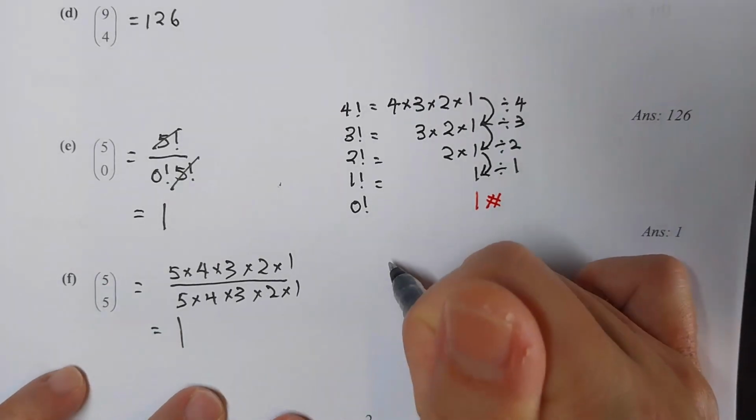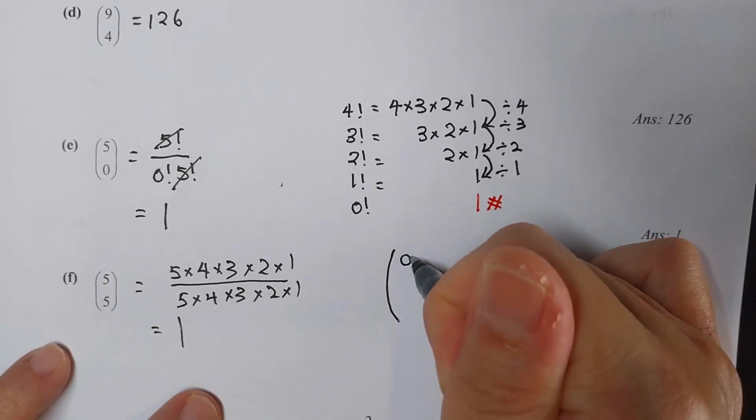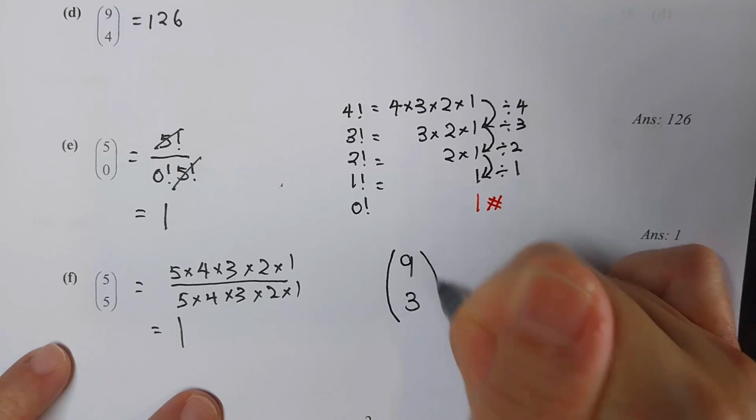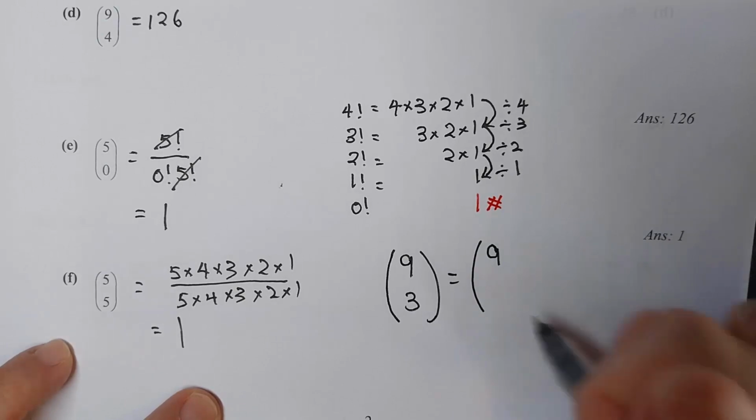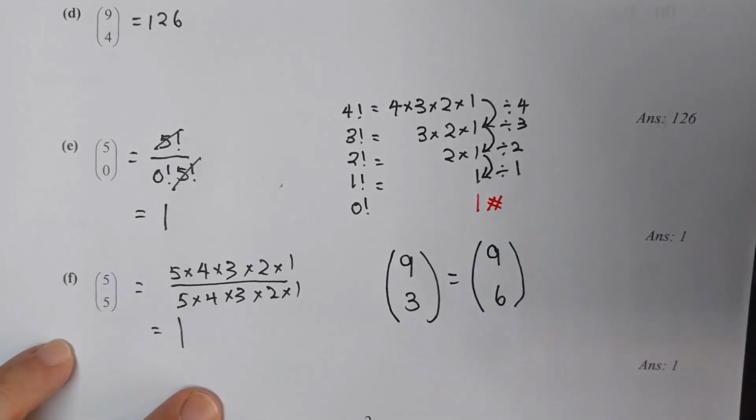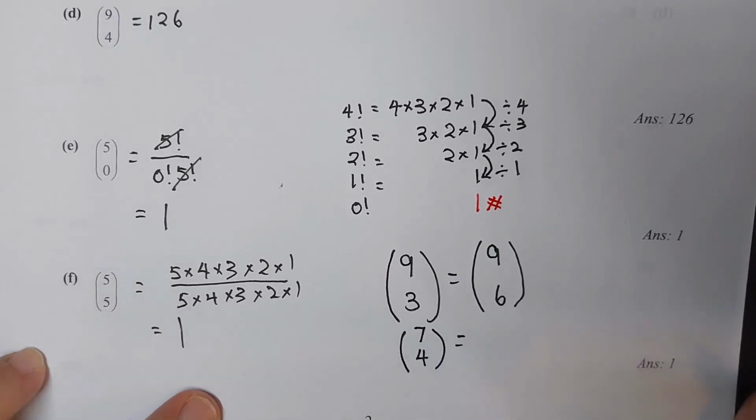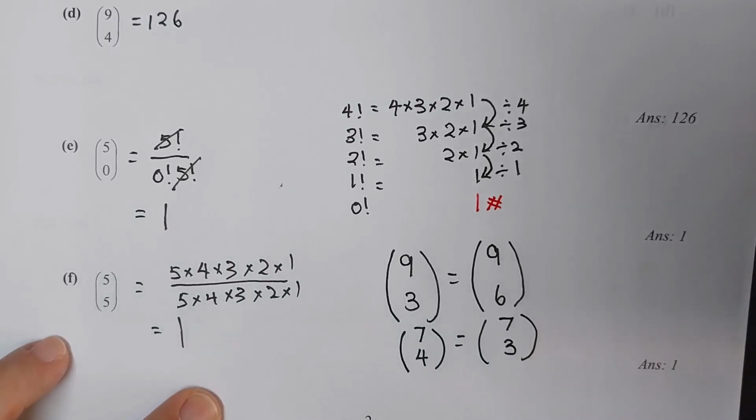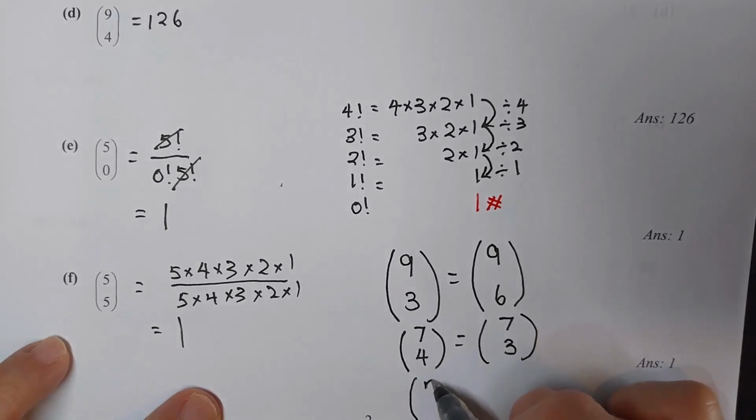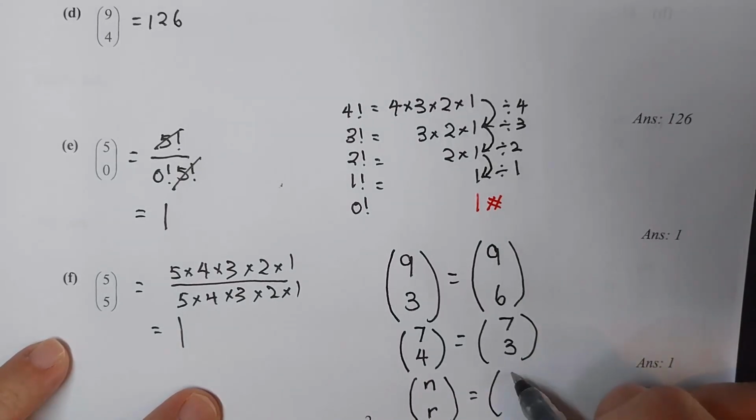Yes, the pattern is, if let's say I have 9 choose 3, the value should be the same as 9 choose 6. 7 choose 4 should be equals to 7 choose 3. In general, n choose r will be the same as n choose n minus r.